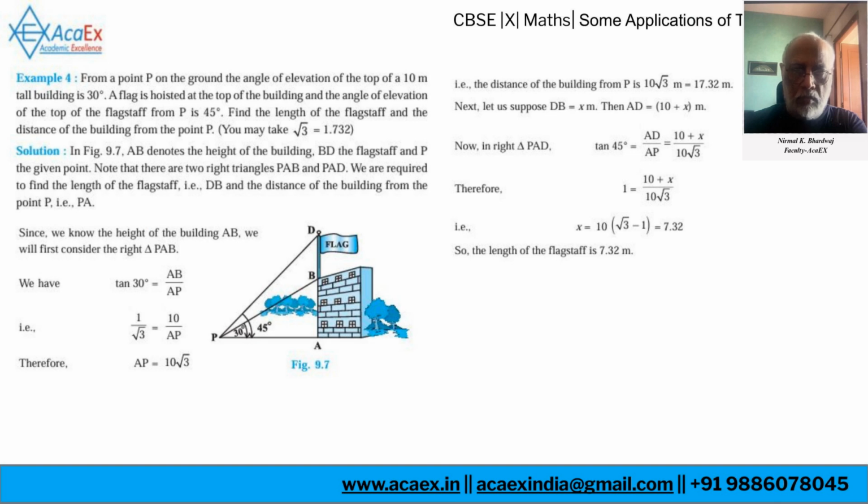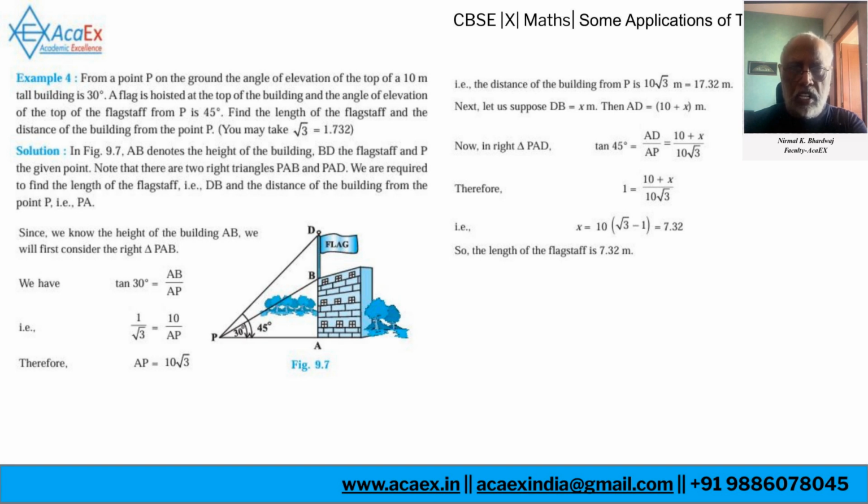Example 4. Building and flagstaff. Problem. From a point P on the ground, the angle of elevation to the top of a 10-meter tall building is 30 degrees. A flag is hoisted on top of the building, and the angle of elevation to the top of the flagstaff is 45 degrees. Find the length of the flagstaff and the distance of the building from point P. Use square root 3 equals 1.732.